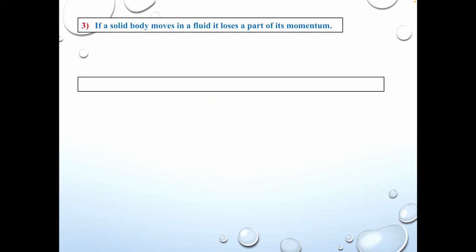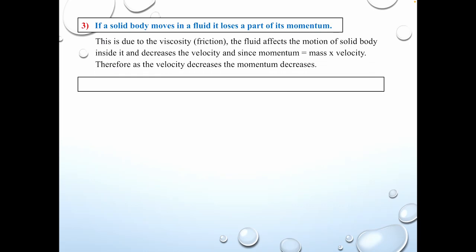3. If a solid body moves in fluid, it loses a part of its momentum. This is due to the viscosity friction. The fluid affects the motion of a solid body inside it and decreases the velocity, and since momentum equals mass times velocity, therefore as the velocity decreases, momentum decreases.